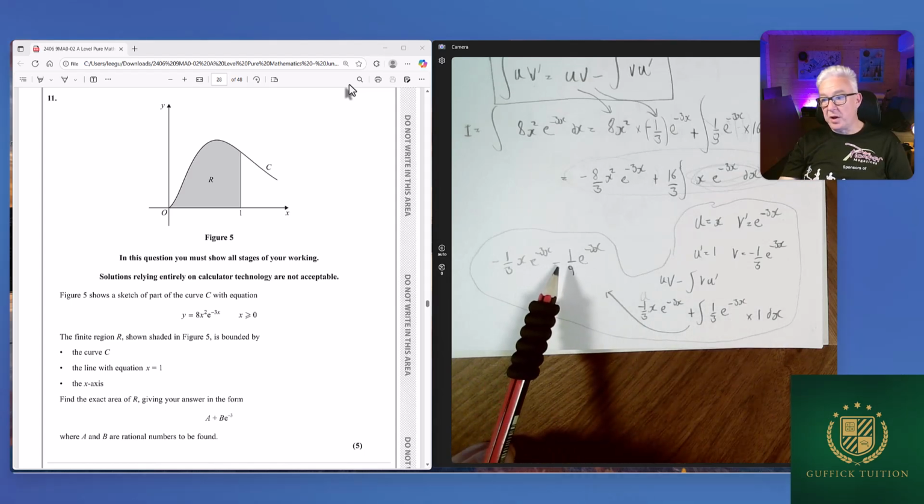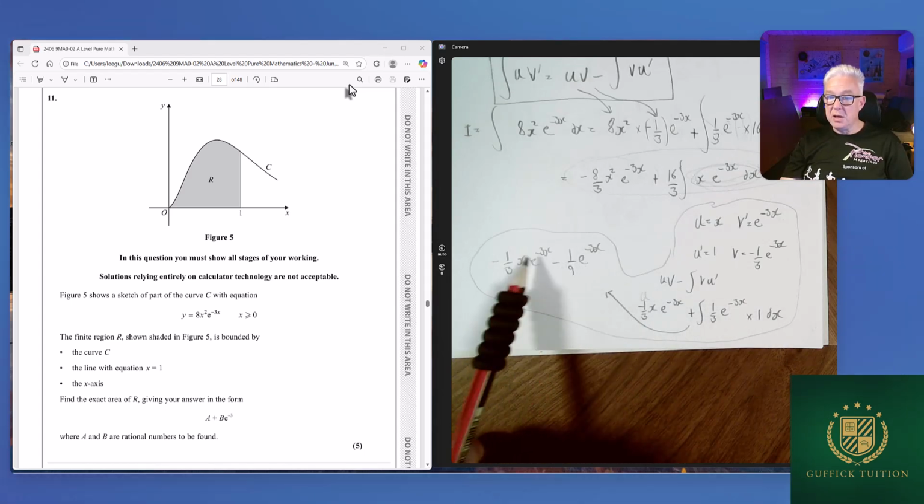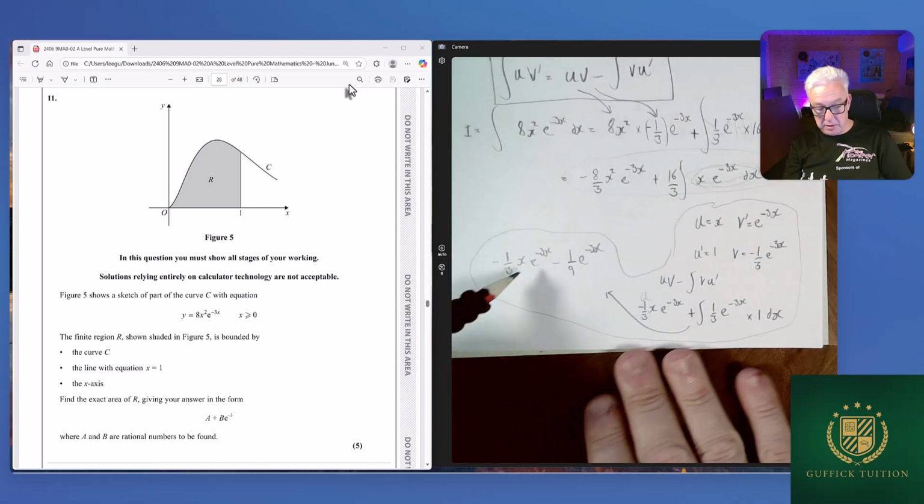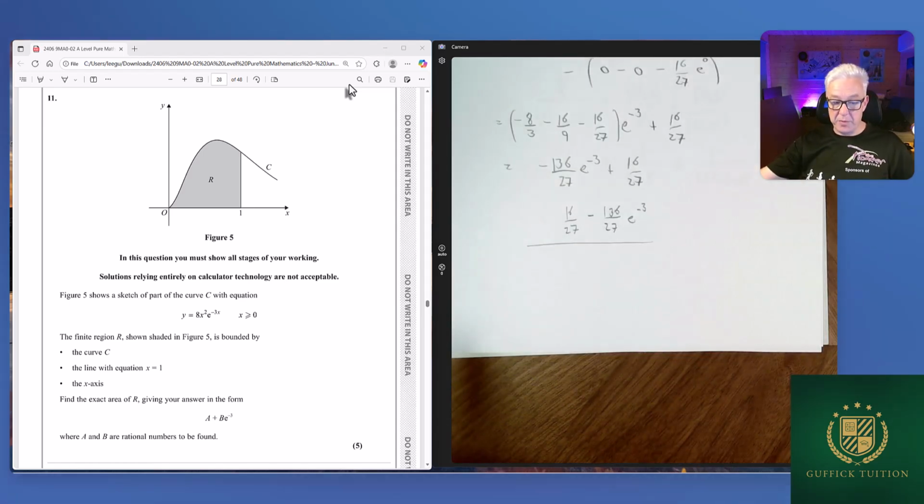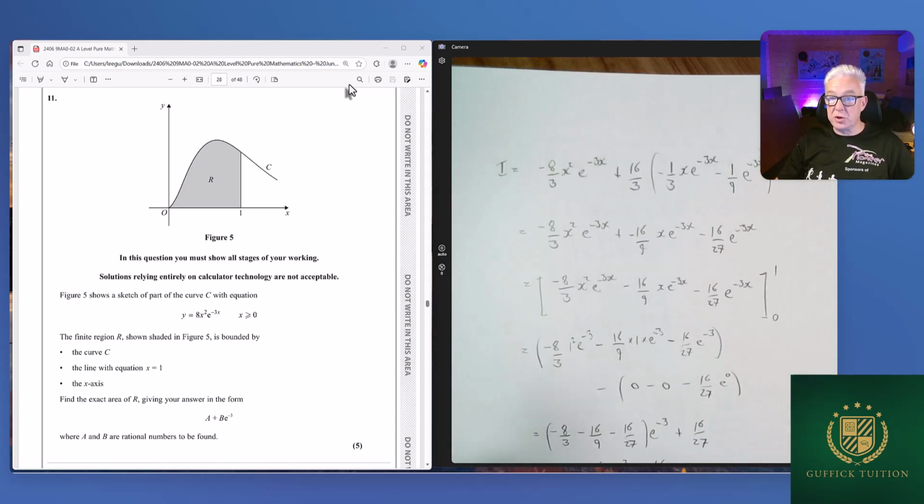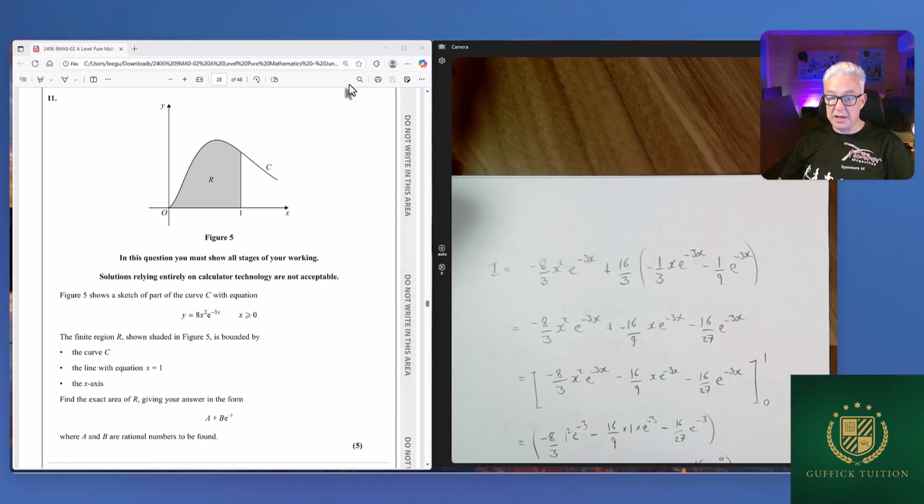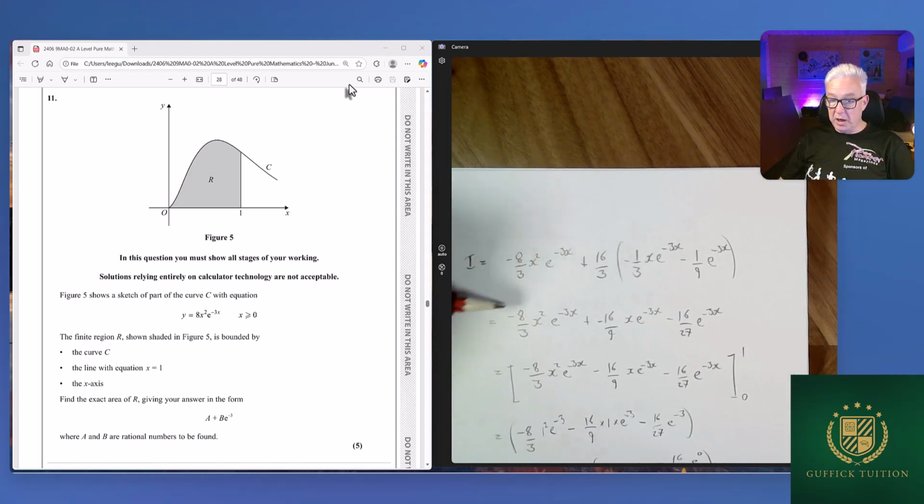So minus 3 rather, so we divide by that minus 3. Okay, so now this is our result of our second application of parts. So that can be put now back into our original thing that we were integrating. Okay, so here we are. I've called it I, remember.